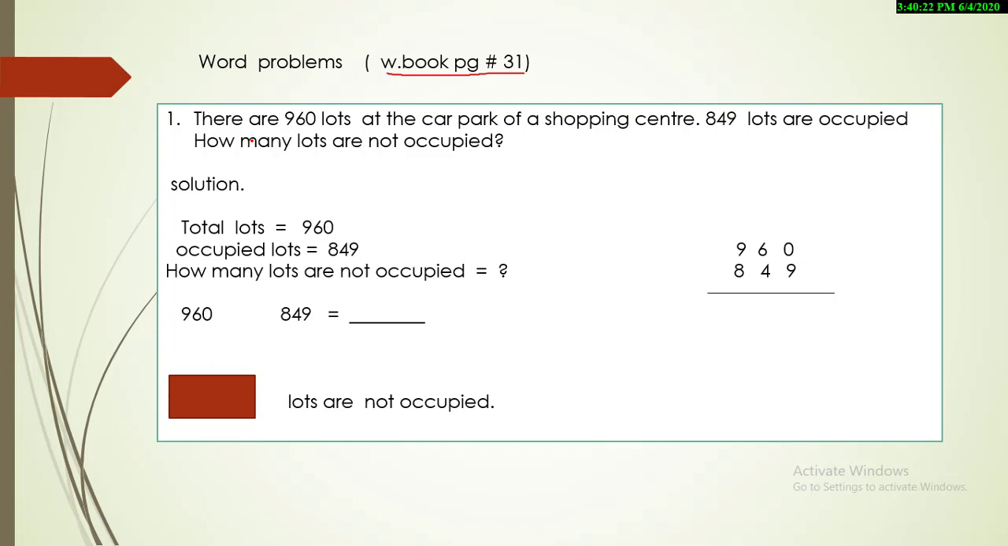Data is something very easy. You can pick up the words from the word problem. These are the parking area capacity that the shopping center has. So you will write down in short form total lots, that is 960. Then I pick up the next words, lots are occupied. So I just write down occupied lots are 849. How many lots are not occupied? This is the question that they ask you.